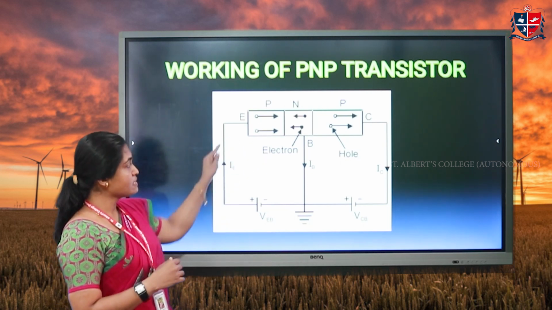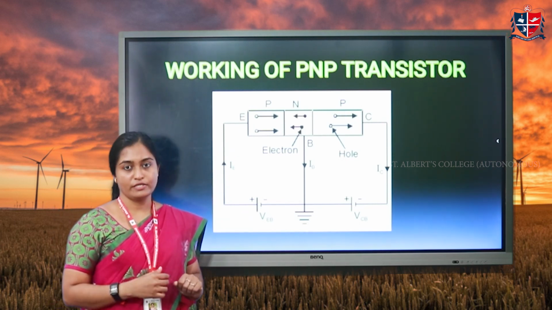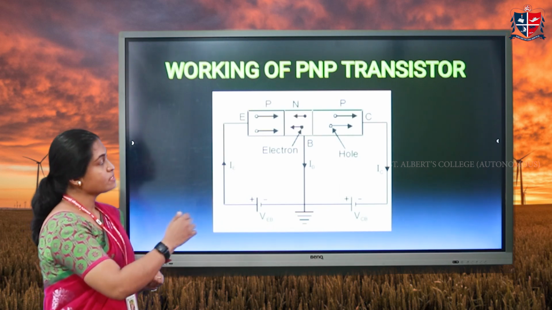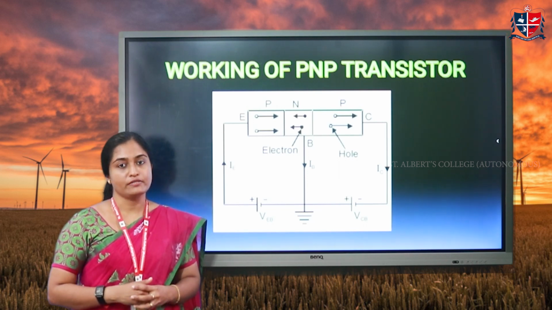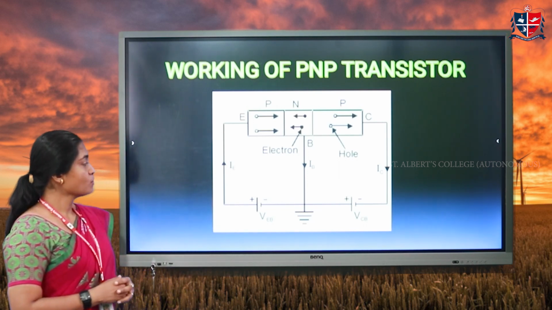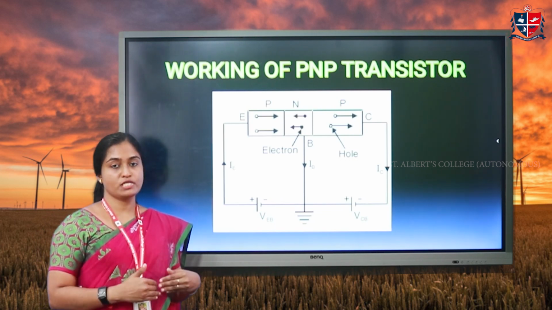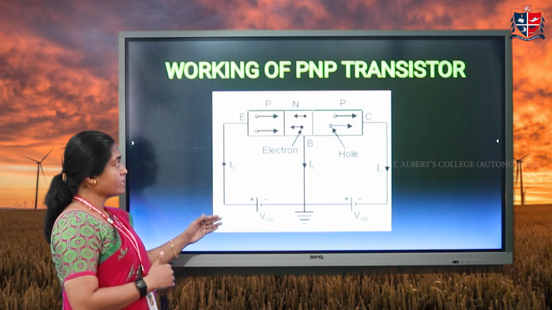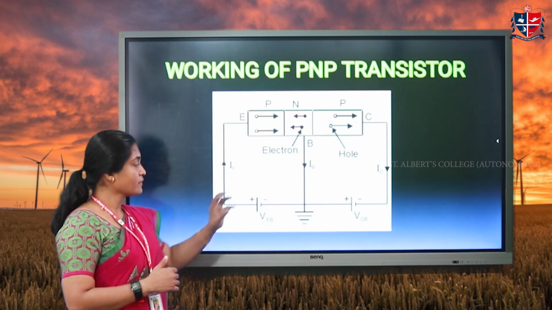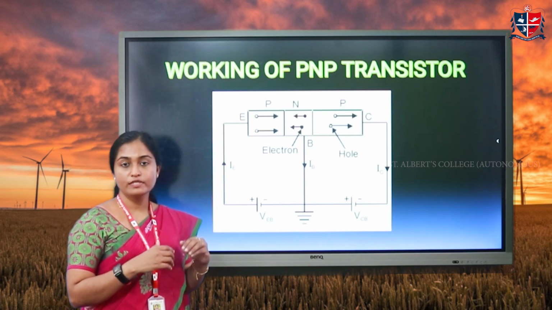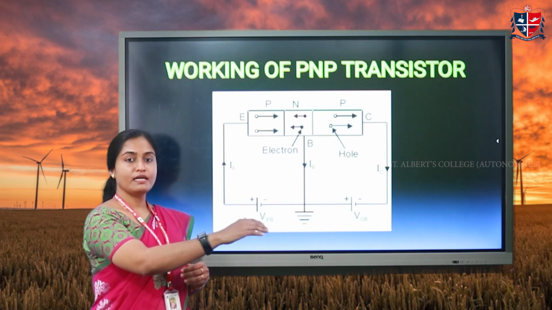In order to forward bias the input side, the P region has to be connected to the positive of the battery. In order to reverse bias the output side, the P region has to be connected to the negative of the battery. Now, because of the high positive potential at the input side, the majority carriers, holes, will be repelled, moving away from the emitter side, and they will move towards the collector region.